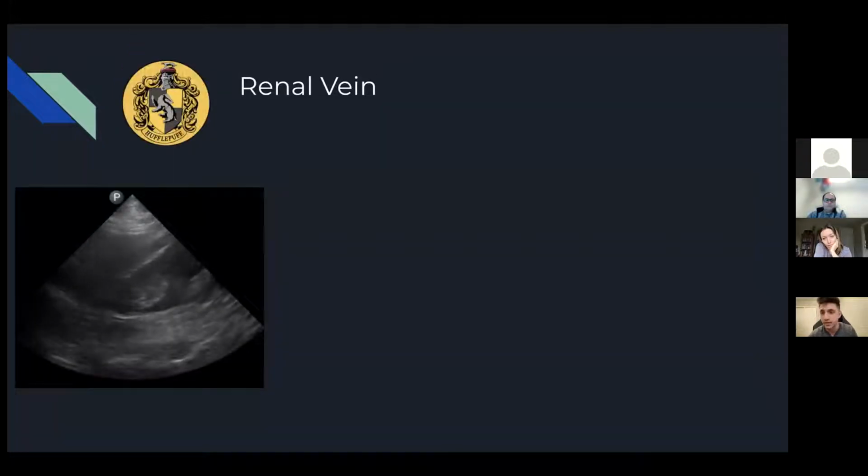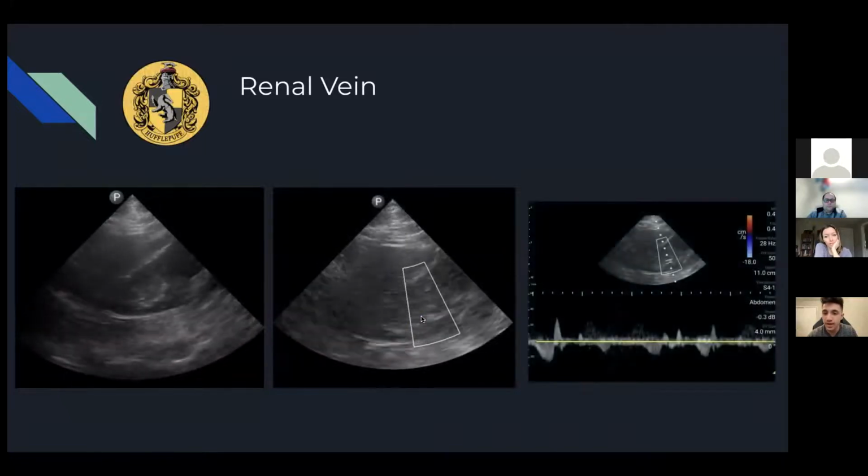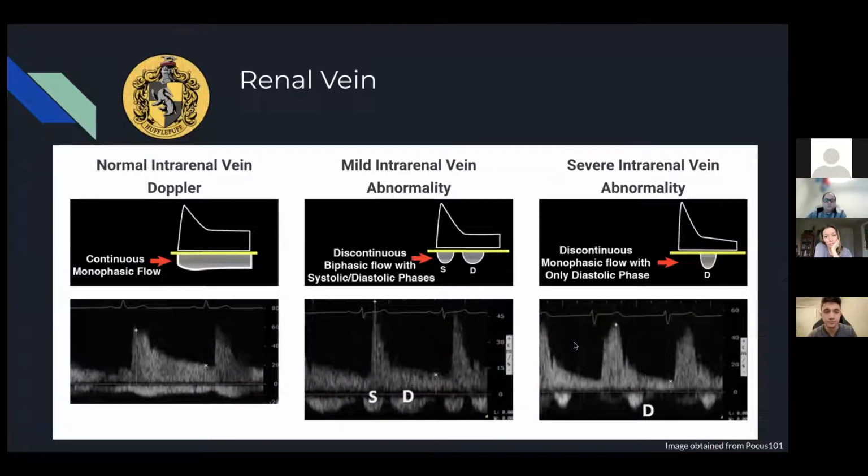Okay, and then finally the renal vein, which is, again, just a trickier scan. But here Mike's done a great job of isolating the kidney, putting some color there and finding a little bit of a signal, putting the Doppler on, and then getting just a great wave pattern here that's a lot of times very difficult to find.